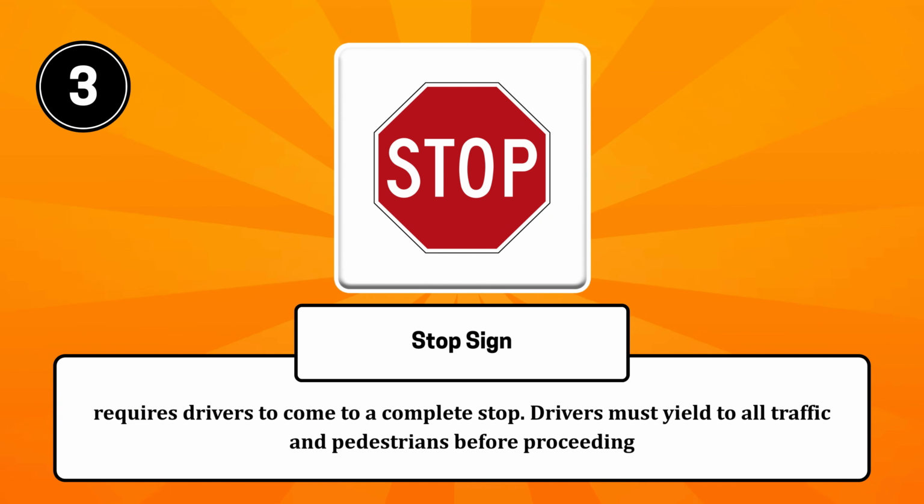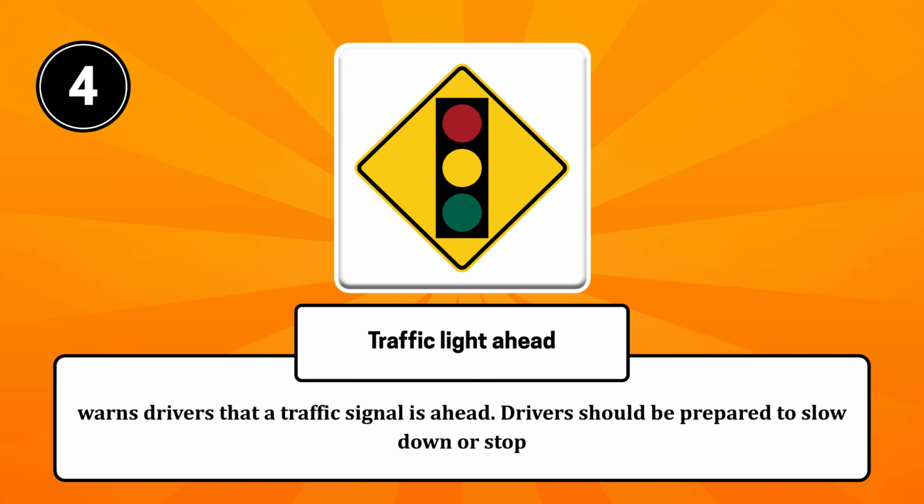The stop sign requires drivers to come to a complete stop. Drivers must yield to all traffic and pedestrians before proceeding. The traffic light ahead sign warns drivers that a traffic signal is ahead. Drivers should be prepared to slow down or stop.